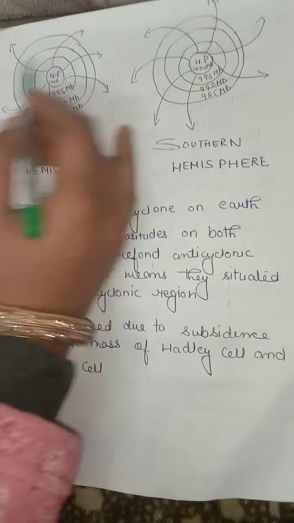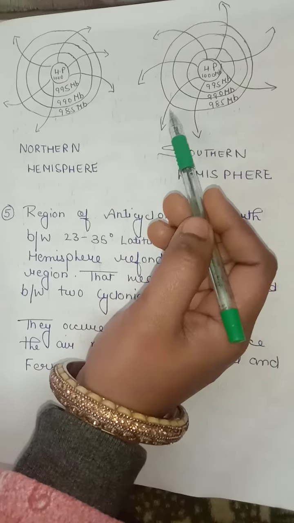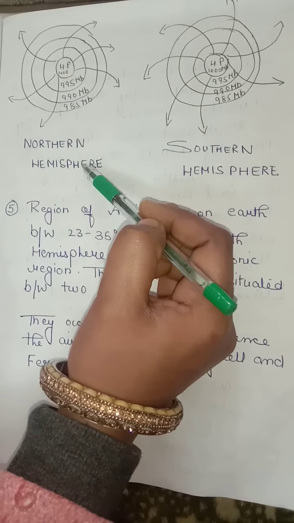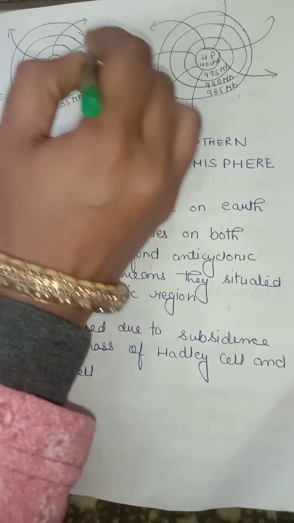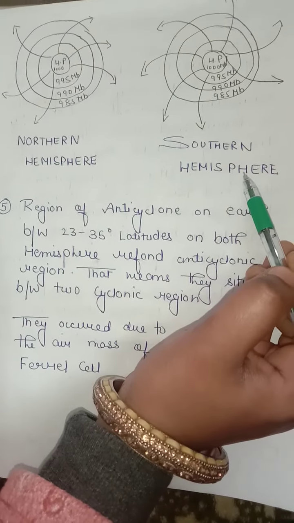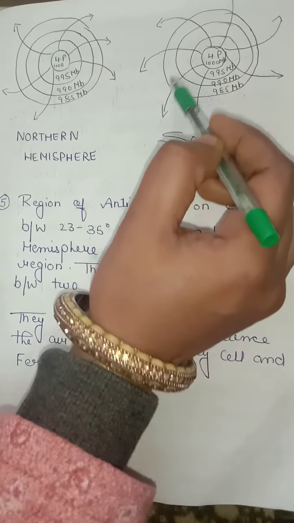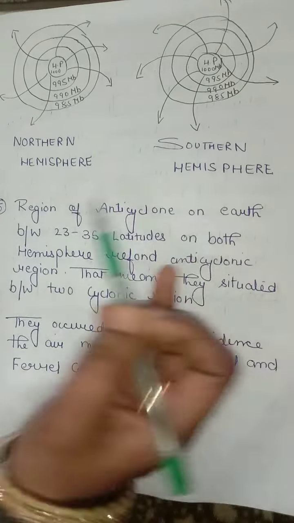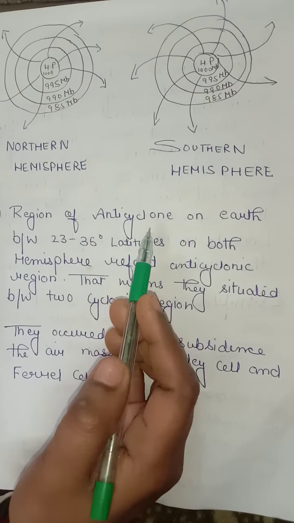Okay friends, see the diagram. In an anticyclone, in the northern hemisphere it is clockwise, as you see. Okay, and in the southern hemisphere it's anti-clockwise. Now, fifth point in anticyclone.